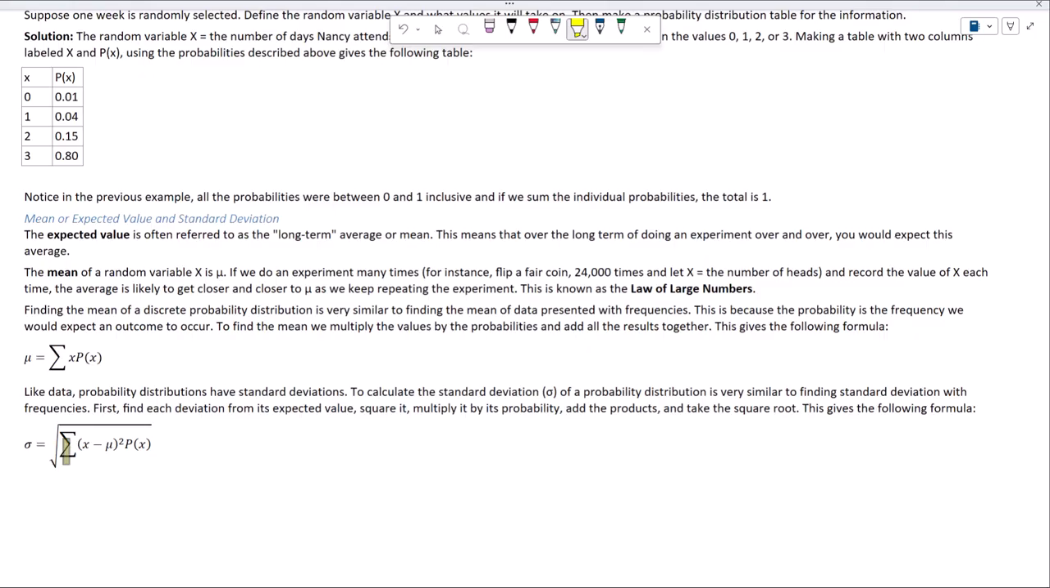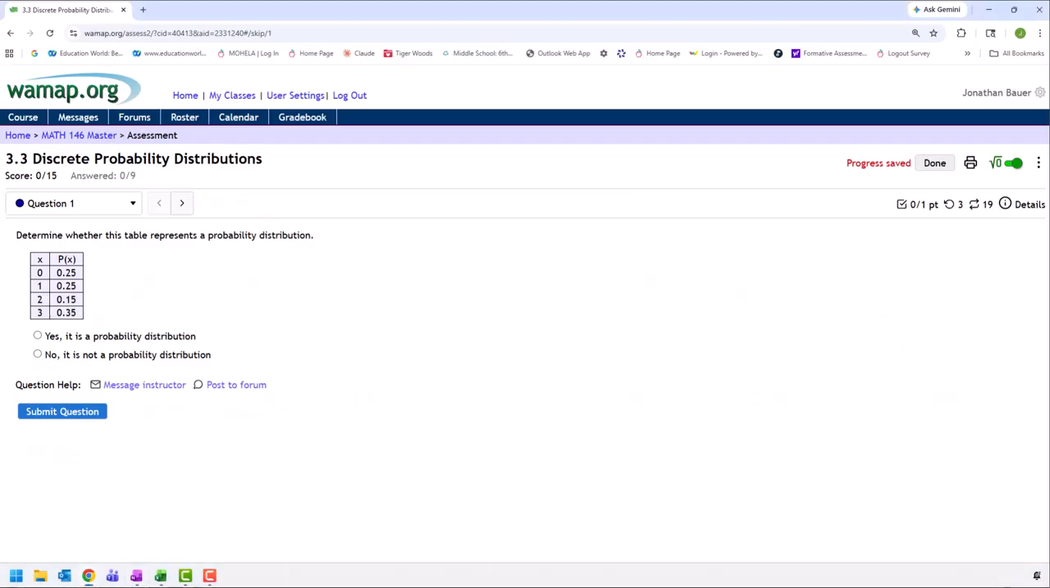Now the standard deviation, just like we were finding the standard deviation earlier, we find these deviations, so we take each data point, subtract the mean, we square those, and we multiply them by their probabilities. Then we sum those up and take the square root. So these are the formulas you're going to want to kind of commit to memory out of this. The Excel functions won't work correctly here. So you have to make sure that you use these formulas for finding the mean and the standard deviation of a probability distribution function.